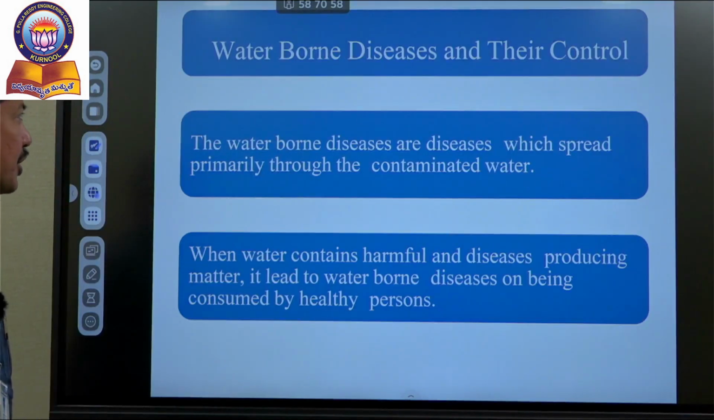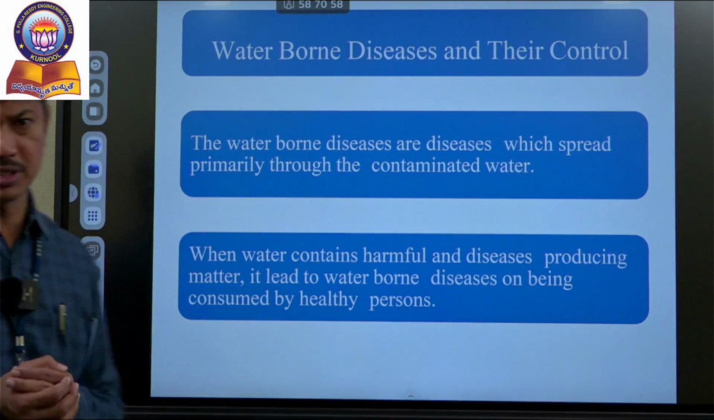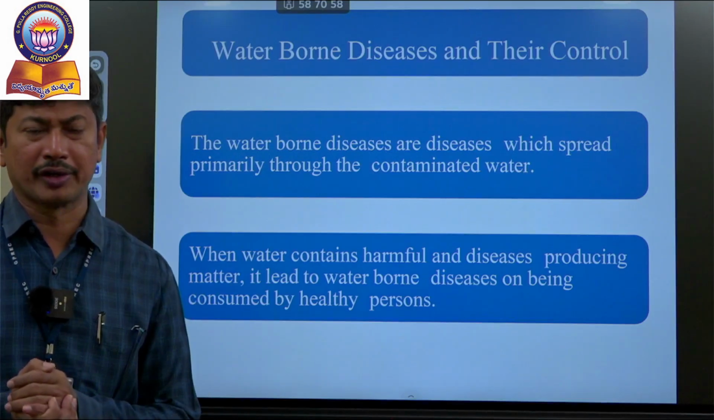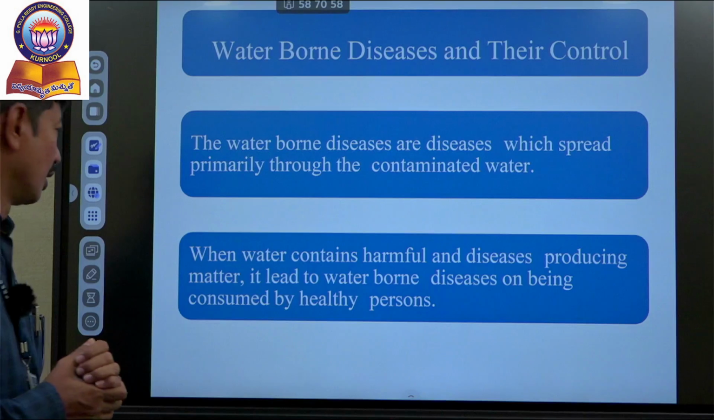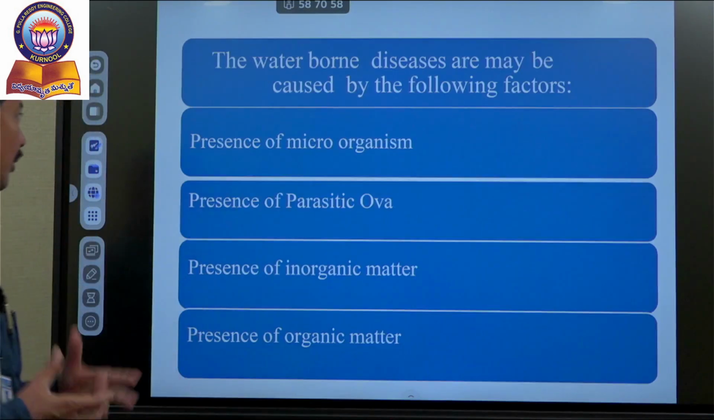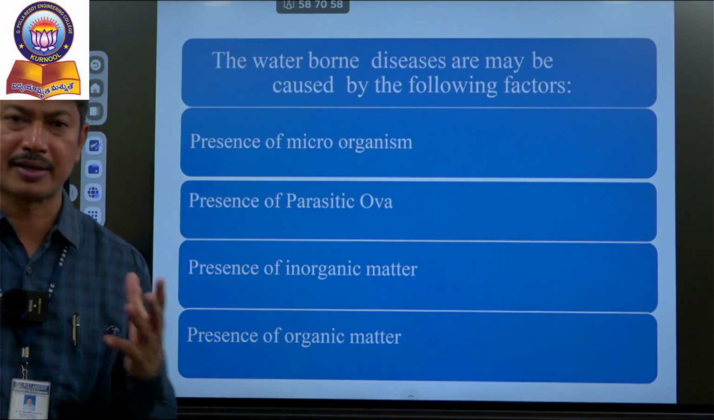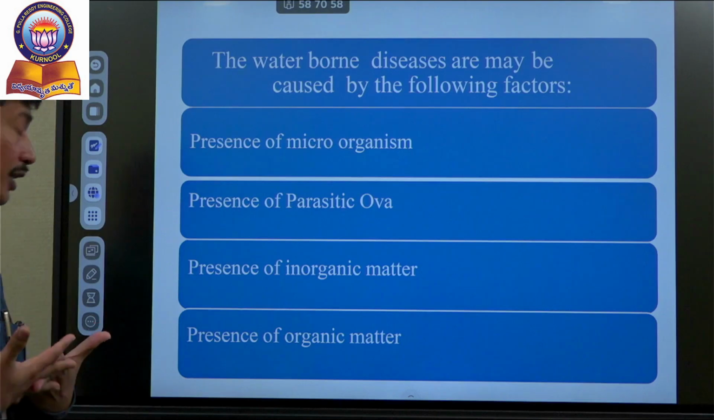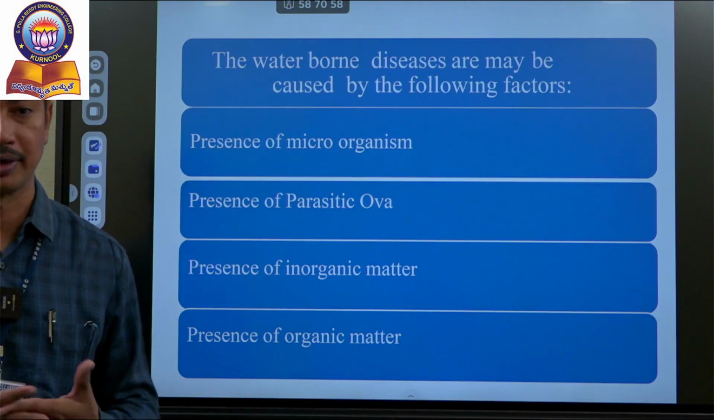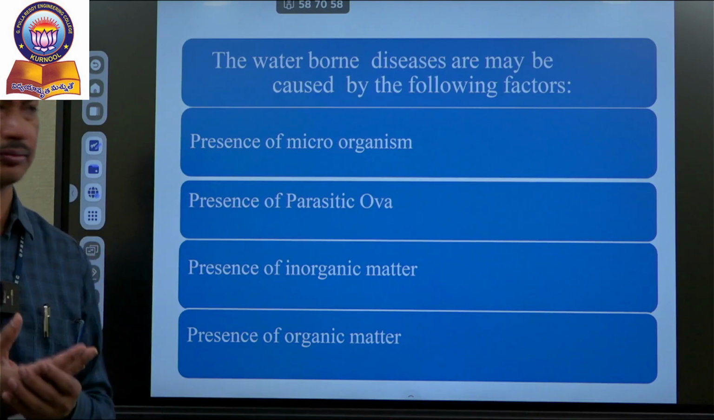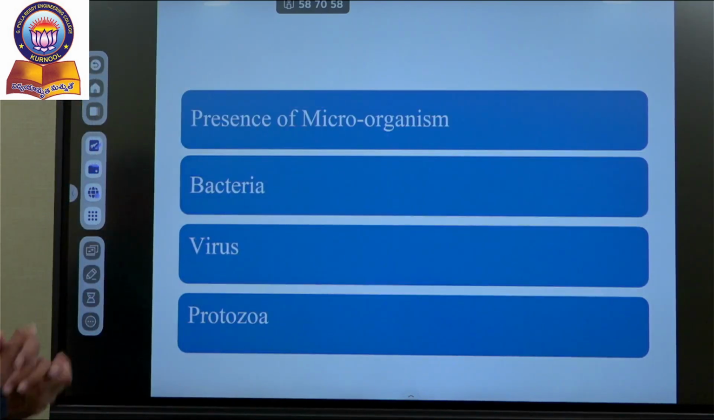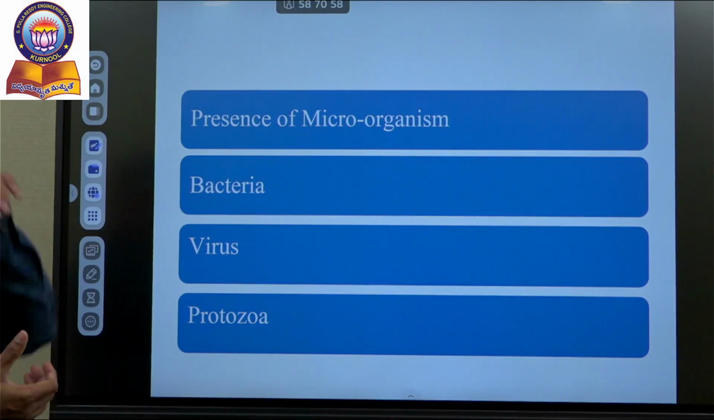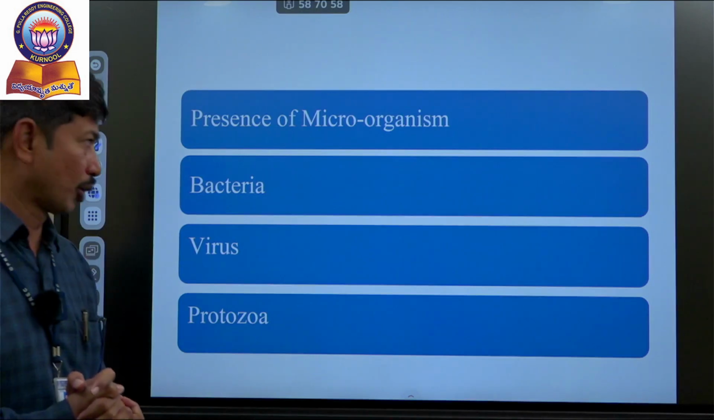Now waterborne diseases and their control, the main waterborne diseases. These come through contaminated water. This contamination has mainly various causes: presence of microorganisms, presence of parasitic ova, presence of inorganic matter, and presence of organic matter. These are the four main causes of waterborne diseases. One is presence of microorganisms. These three are very important: bacteria, virus, and protozoa.